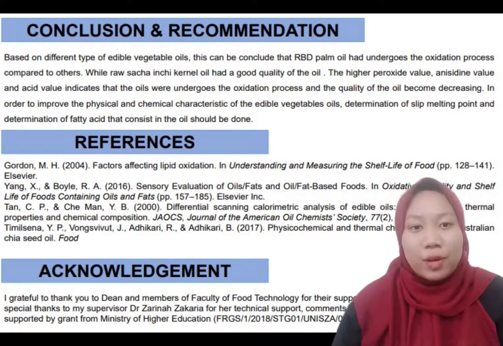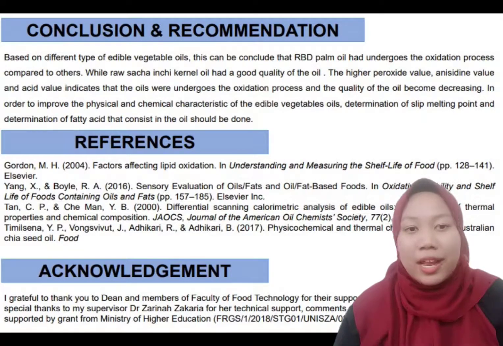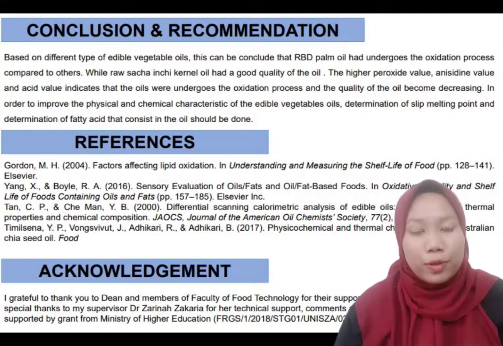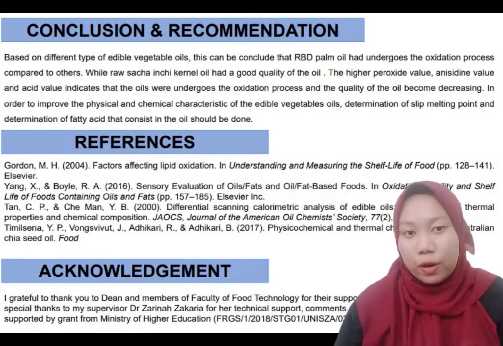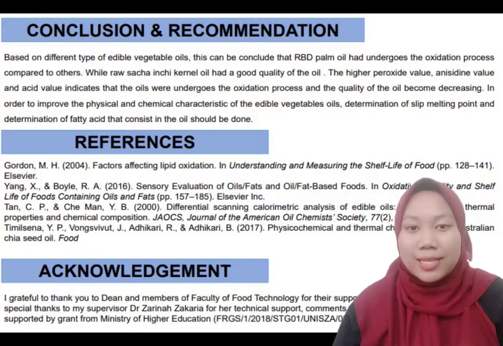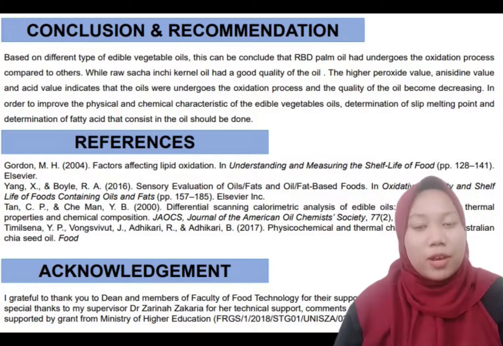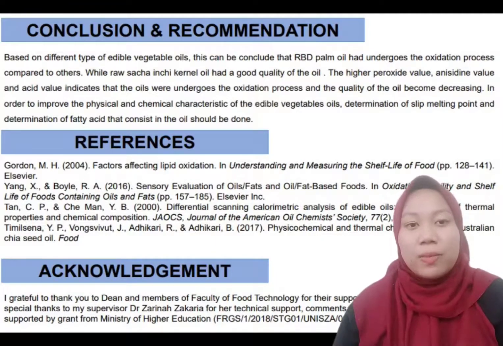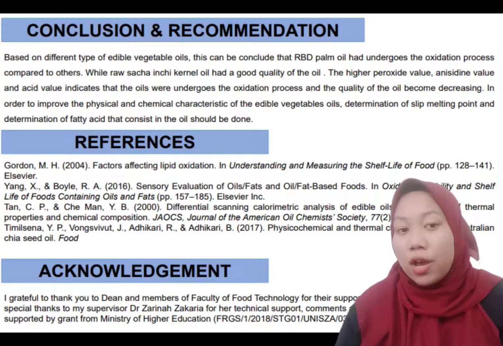For the conclusion and recommendation, based on the different types of edible vegetable oils, it can be concluded that RBD palm oil had undergone the oxidation process compared to the others, while raw sacha inci kernel oil had a good quality of oil. The higher peroxide value, aniline value, and acid value indicate that the oil will undergo the oxidation process and the quality of the oil will decrease. In order to improve the physical and chemical characterization of edible vegetable oils, determination of slip melting point and determination of fatty acid composition in the oil should be done.